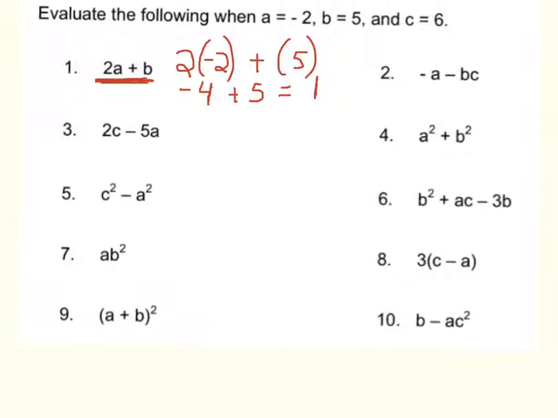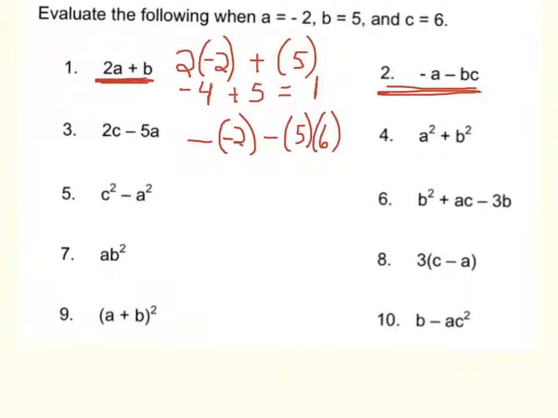All right, let's do number 2. We're going to do this one now. Notice that you have a negative a minus bc. So I'm going to walk you through this one. So a is negative 2, but you already have a negative a. So what you're going to do is write the negative, then you're going to substitute the negative 2 for the a, then you do minus b, which is 5, times c, which is 6. Everything in parentheses.